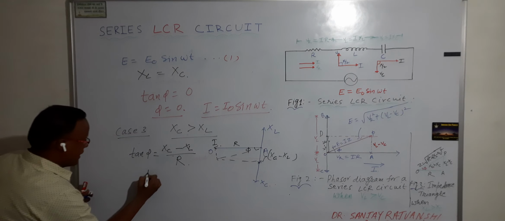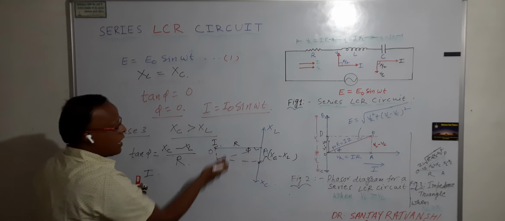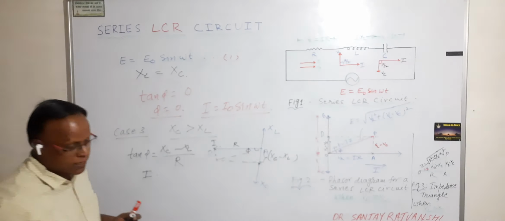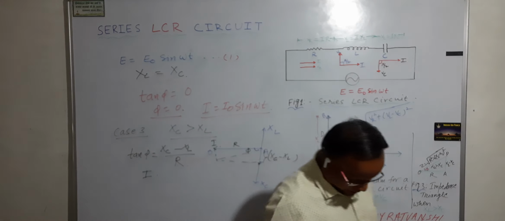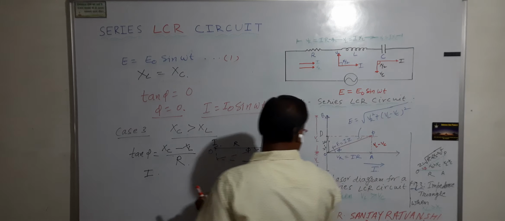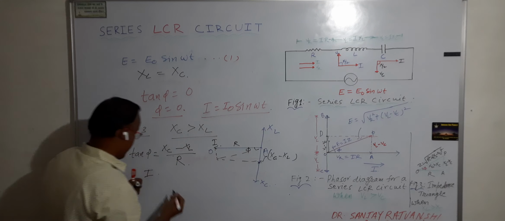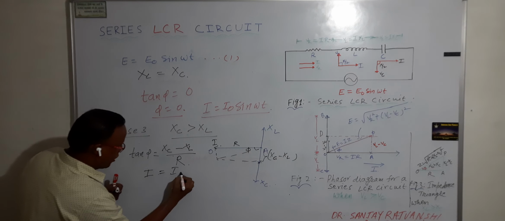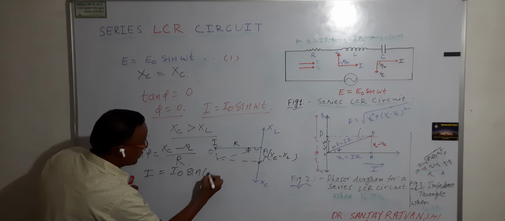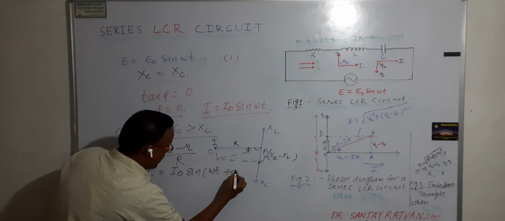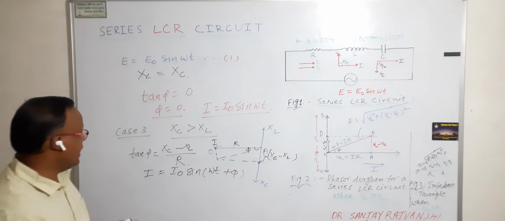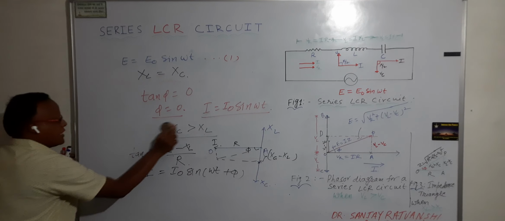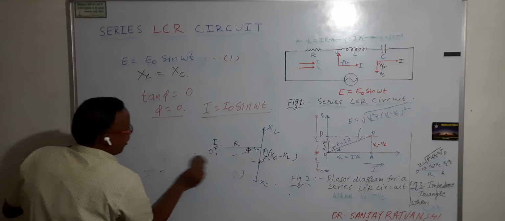So in this case, I is ahead by phase phi. The current becomes ahead with phase phi with respect to the EMF. So I comes out I0 sin(omega t plus phi). So we can summarize all.